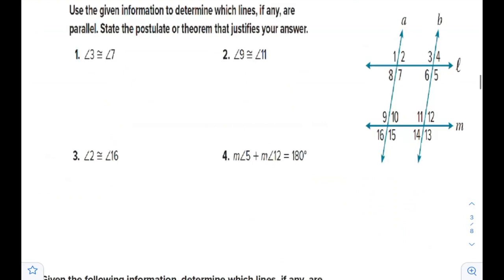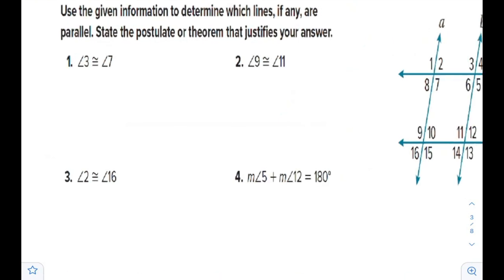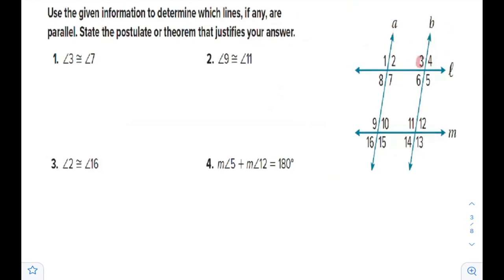Use the given information to determine which lines, if any, are parallel. State the postulate or theorem that justifies your answer. Let's check. Question 1: angles 3 and 7 are congruent. So this is 3, this is 7. Hint: show the transversal. They are located on transversal L, looking like the Z, which is alternate interior angles. So accordingly, lines A and B are parallel, A is parallel to B, according to the alternate interior angles converse. The converse, because we are using it to show that the lines are parallel.